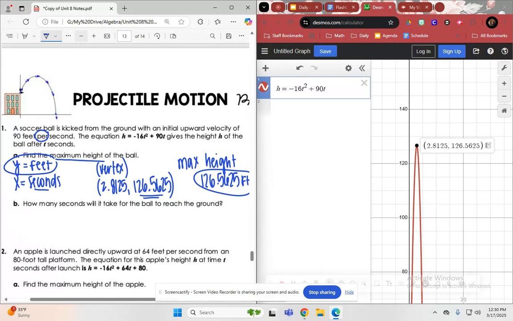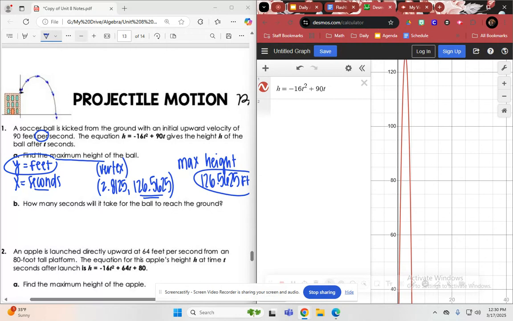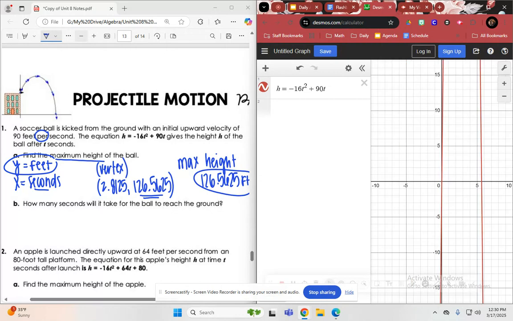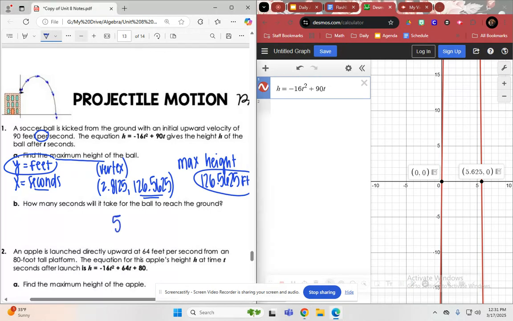Okay? How many seconds will it take for the ball to reach the ground? So now we are looking back, thinking about that 0, our x-axis is the ground, right? So picture your graph as you are standing on the ground, you kicked it here, and it's coming back down to reach the ground here. And again, our x is our seconds, so when we look at that 5.625, it's going to take that many seconds for it to hit the ground.